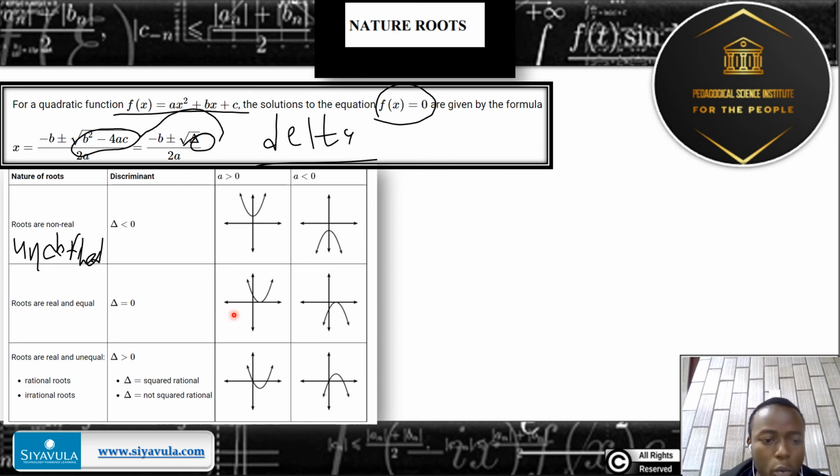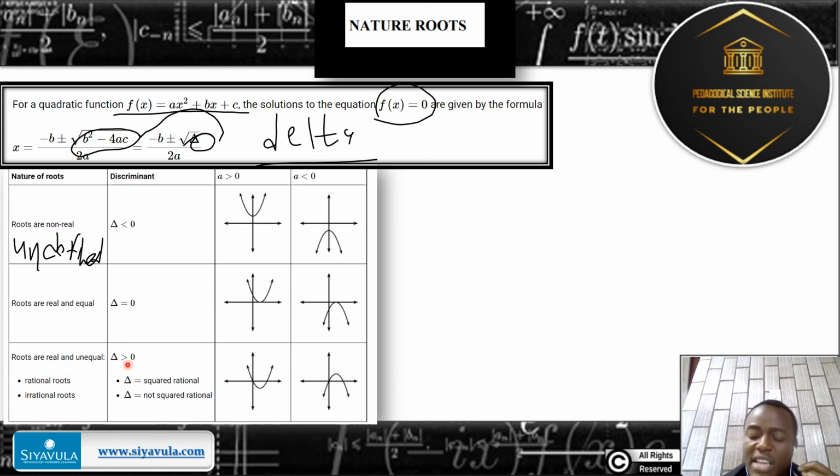So let's go to when delta is greater than 0. Now, when delta is greater than 0, what happens? If your delta is greater than 0, we said the roots are real. But because it's just greater than 0, it's not equal, we say they are unequal. But sometimes you can get delta greater or equal to 0. That is when the roots are real and equal.